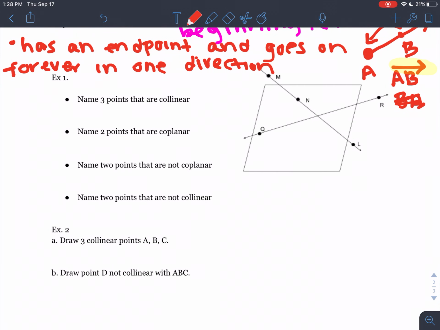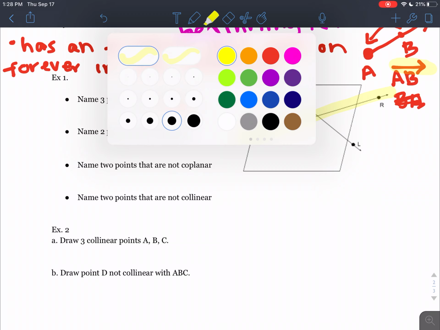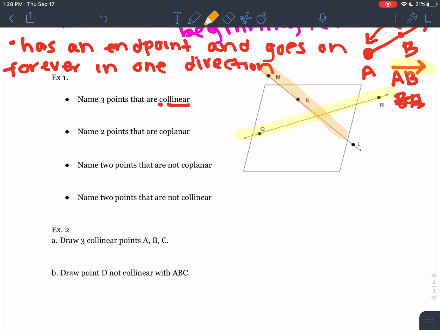Now for our examples. Let's name 3 points that are collinear. Remember, collinear means on the same line. If I look at this line right here, I don't have 3 points on it, so I don't think I can use that one. But if I look at this one, I see a line with 3 points. So 3 points that are collinear, meaning on the same line, could be M, N, and L.